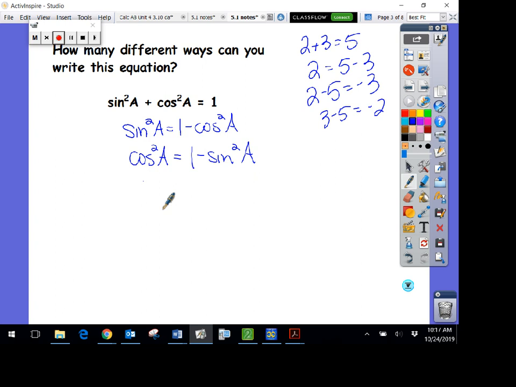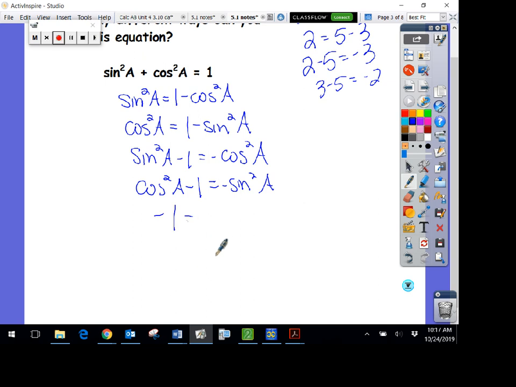I could say sine squared a, I could bring the 1 over and bring the cosine over, equals negative cosine squared a. I could leave the cosine squared on the left, bring the 1 over, and bring the sine squared a over, and it becomes negative. I could move everything to the other side. I could bring the 1 to the left, and then I end up with negative sine squared a minus cosine squared a. So notice if the sine and the cosine are on the same side.